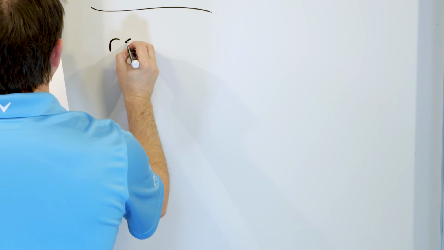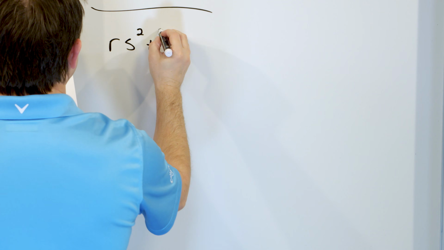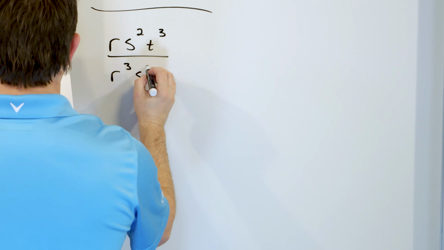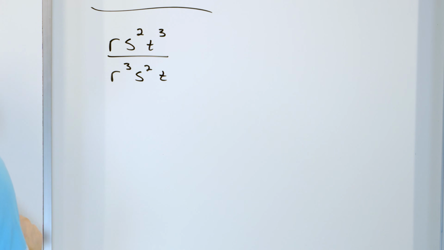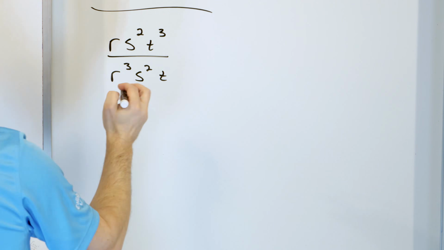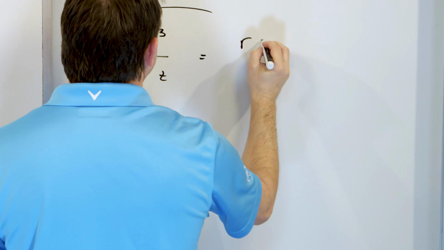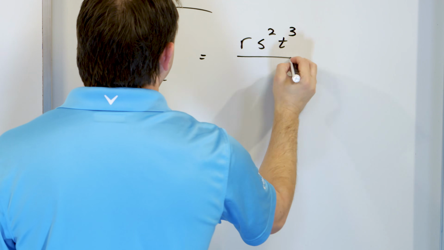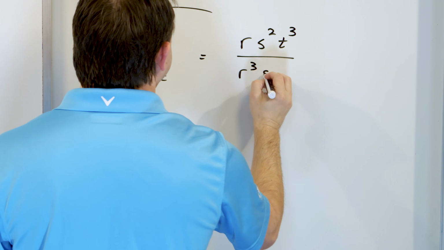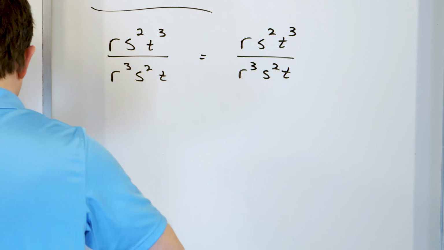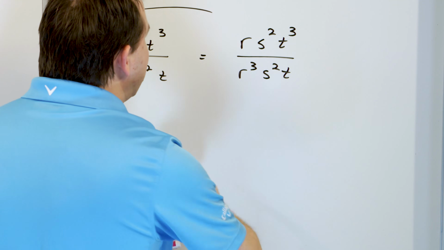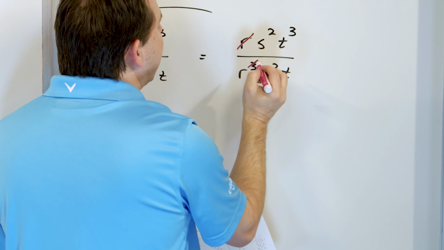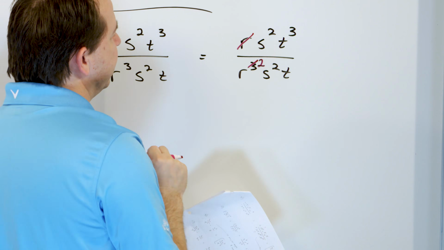Final problem: r times s squared times t cubed over r cubed s squared t. So now we have 3 variables instead of just 2. I'm going to rewrite everything so I don't mess anything up. r s squared t cubed over r cubed s squared t. All right, so we look at the r's. We have 1 r and 3 r's. So this single r can strike out with this, giving me 2 r's left over.